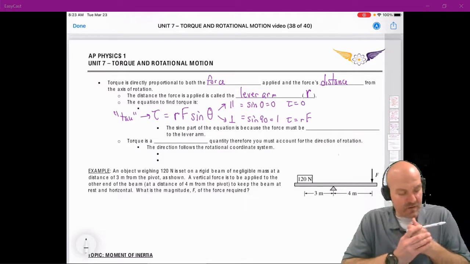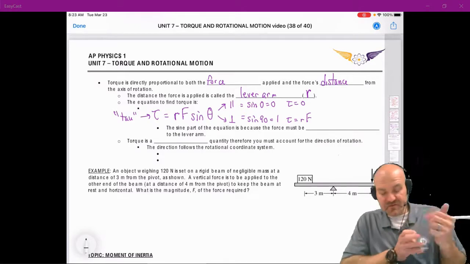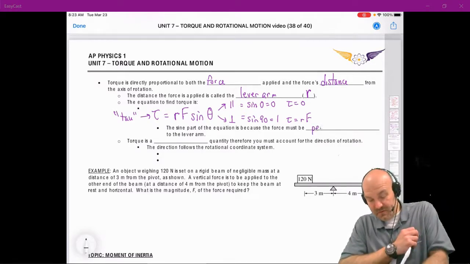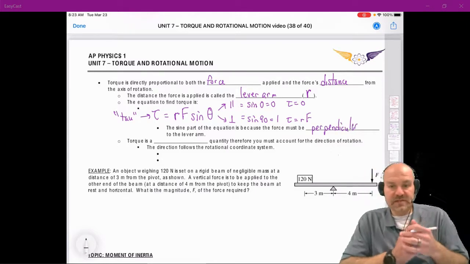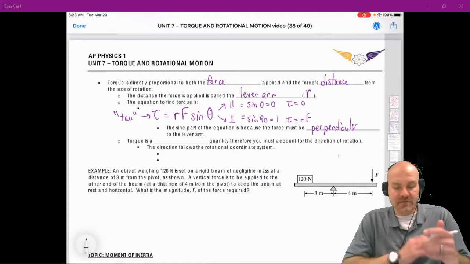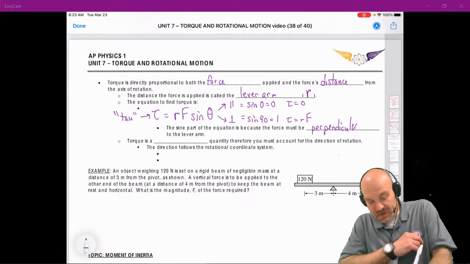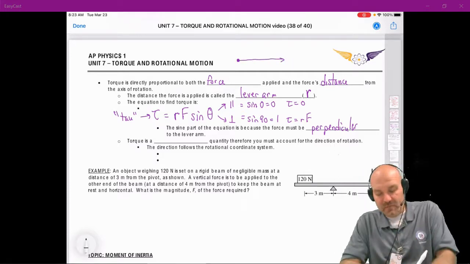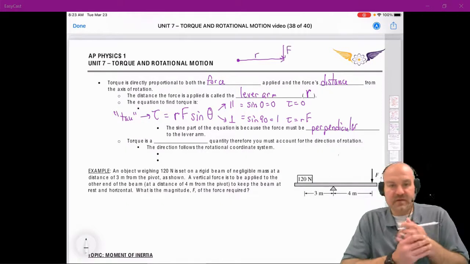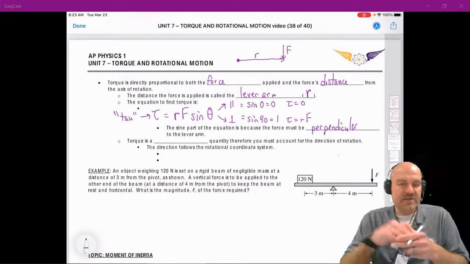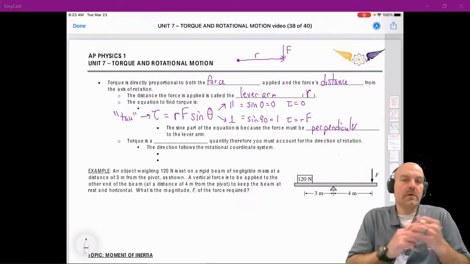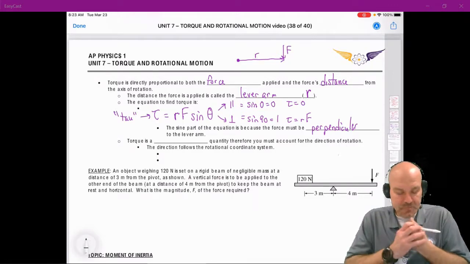Now, the sine part of the equation is because the force must be perpendicular to the axis of rotation. Again, we're looking at the axis of rotation. So if I do a simple little diagram, the lever arm is coming out from the axis of rotation, so this would be my R, this would be my F. I'm pushing down and causing a rotation.